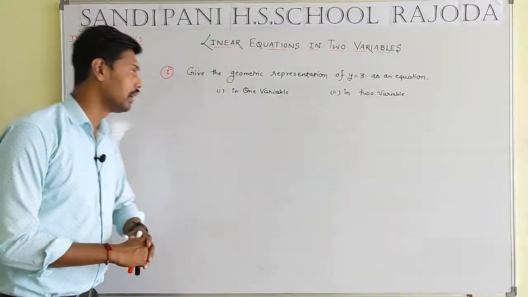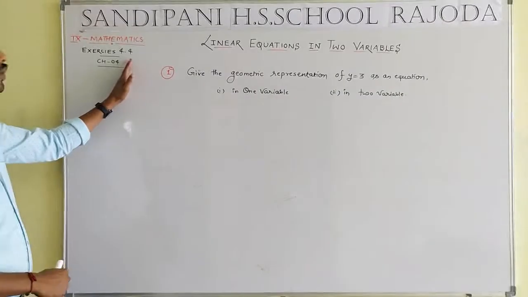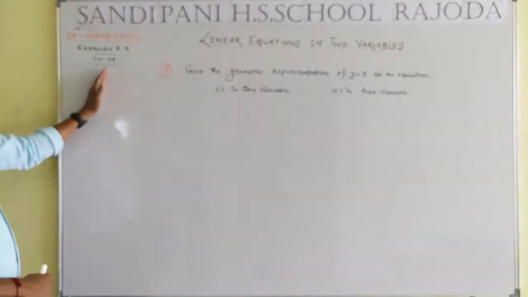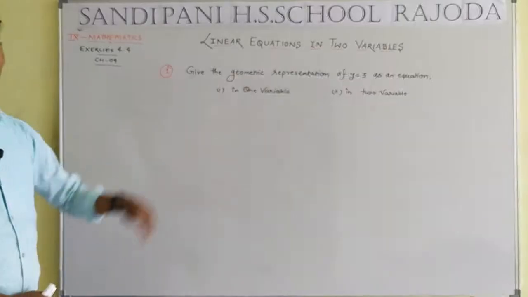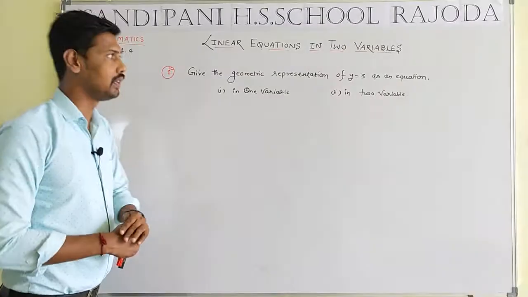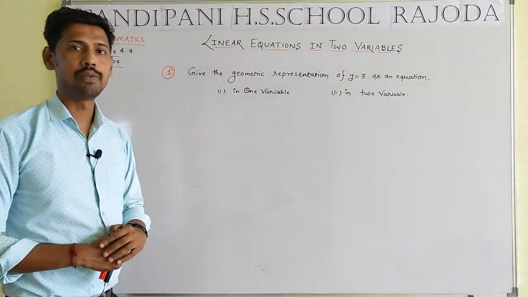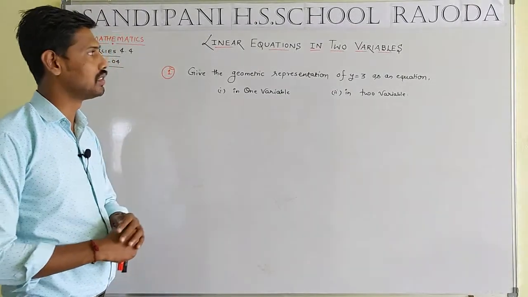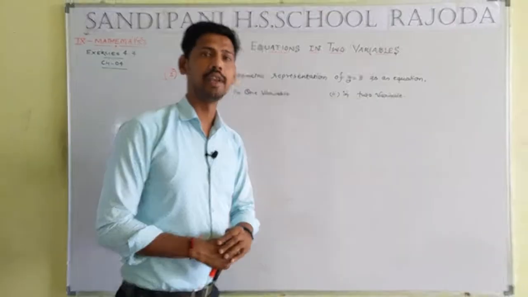Students, today I am taking Exercise 4.4 of Chapter 4, NCERT Class 9 Mathematics, Linear Equations in Two Variables. What is the meaning of a linear equation? That means the power of the variable will be equal to 1. And what is the meaning of two variables? Just like x and y.